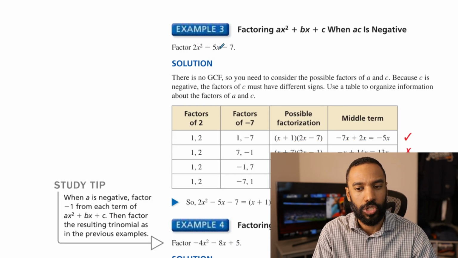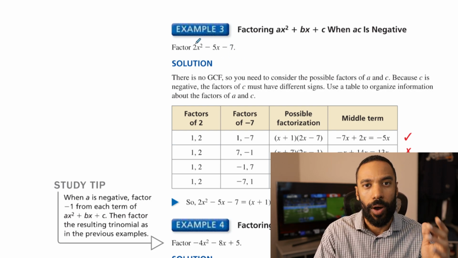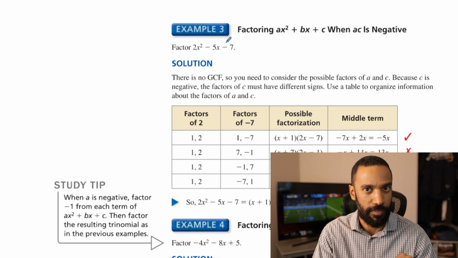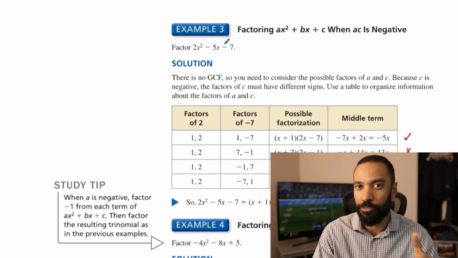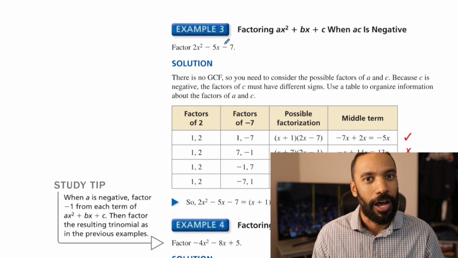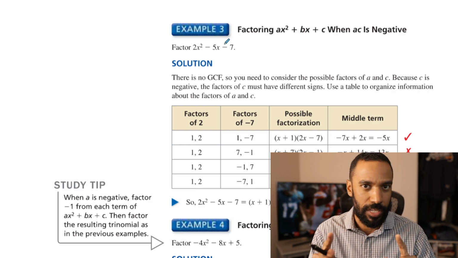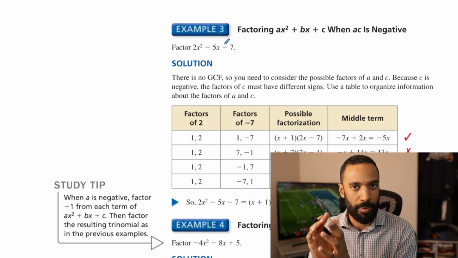They're going to ask us to factor 2x squared minus 5x minus 7. Once again, there's no GCF. So I'm going to look at factors of 2 and factors of negative 7. Now this one's a little bit different because, and I'm looking at you, I'm not looking at the screen right now. I'm talking to you. I'll do this without looking at it. So the factors of 7, one needs to be positive, one needs to be negative. The factors of 2, both will be positive.